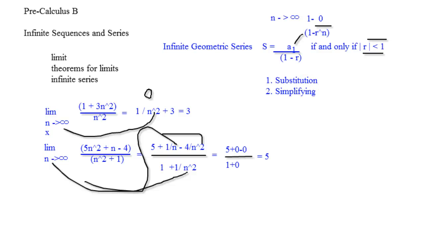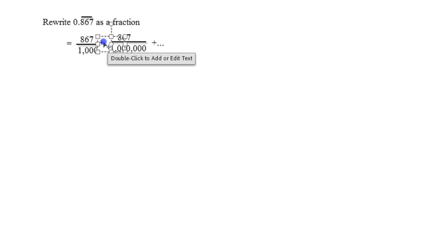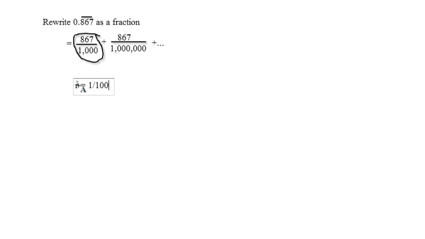Alright, now some actual cool stuff that will help out: rewriting repeating decimals as fractions. This is cool because you can use an infinite sum or series, okay? So here I've rewritten it as a sum of an infinite set of fractions. Well, first off, I know the first term is going to be this one right here. It's going to be 867 over 1,000. And I know that the common ratio is going to be 1 over 1,000. To find that common ratio, I just divide the second term by the first one and I get it.